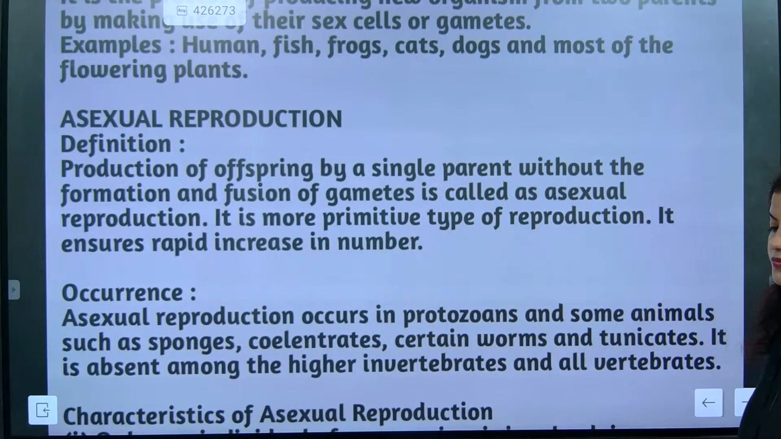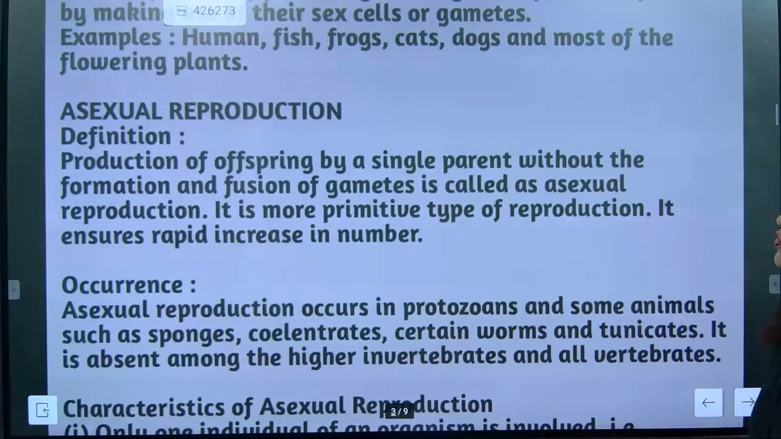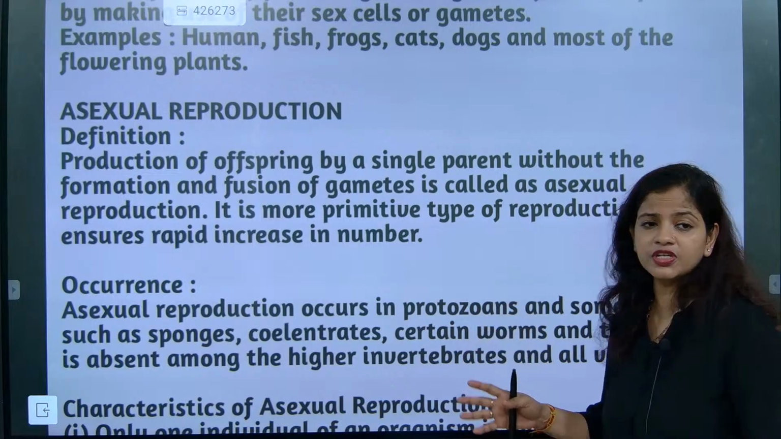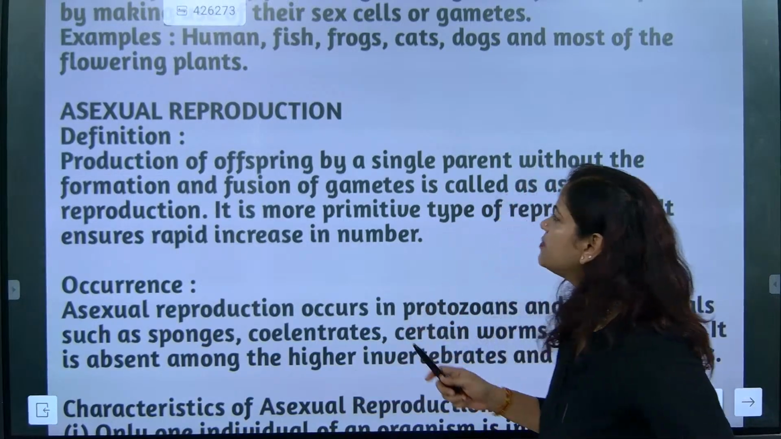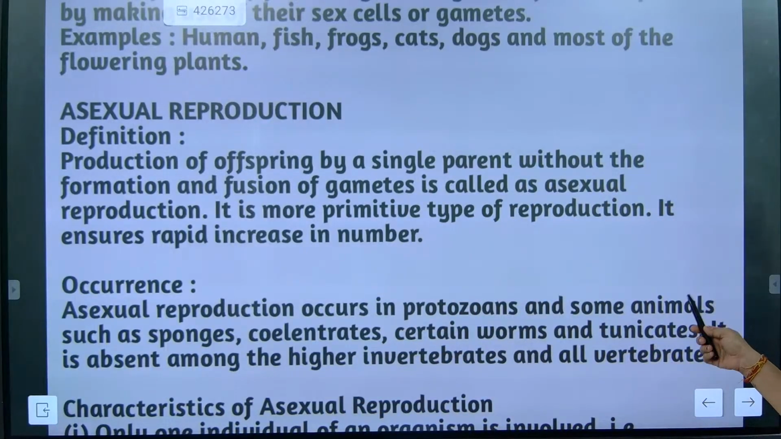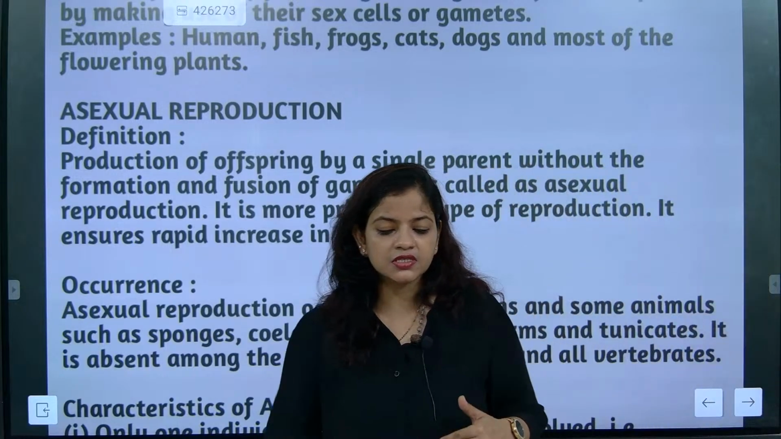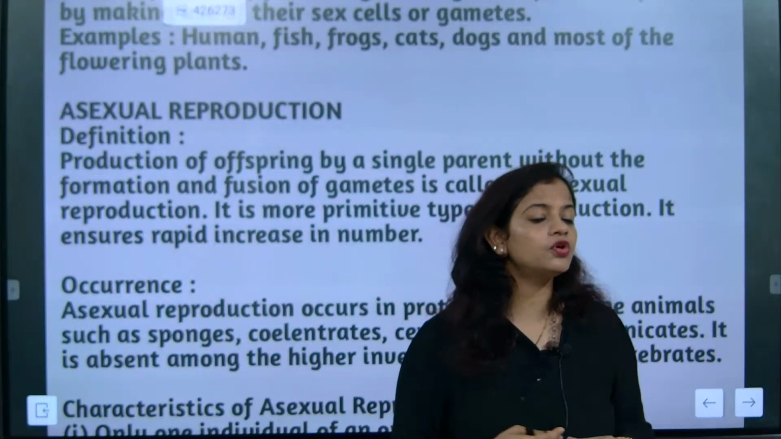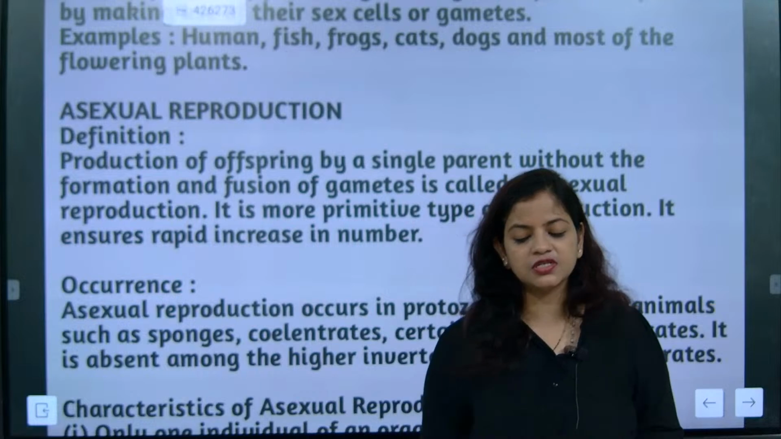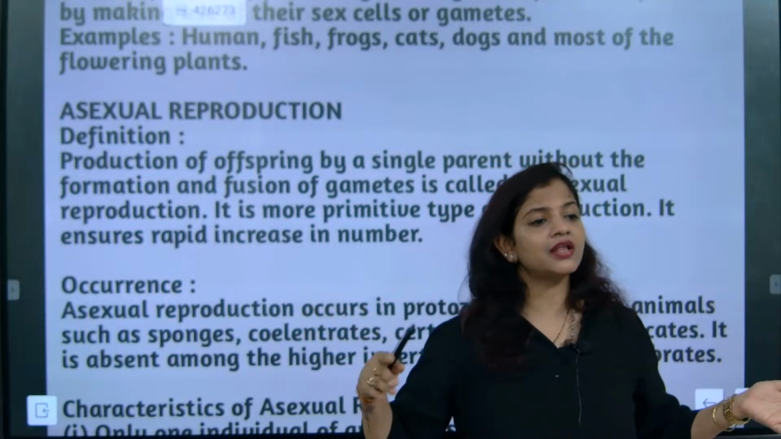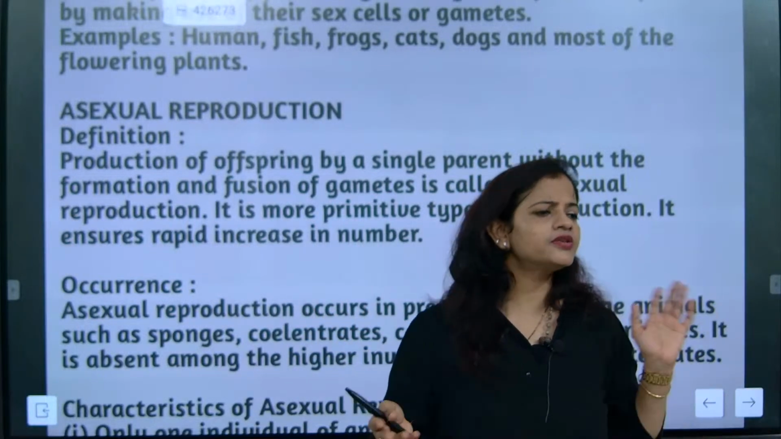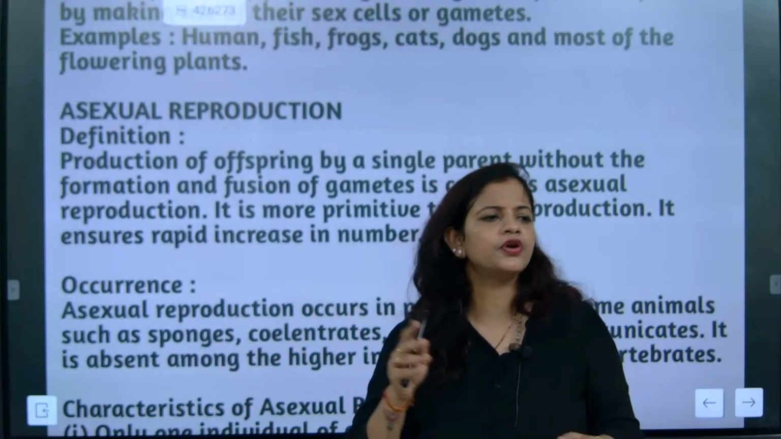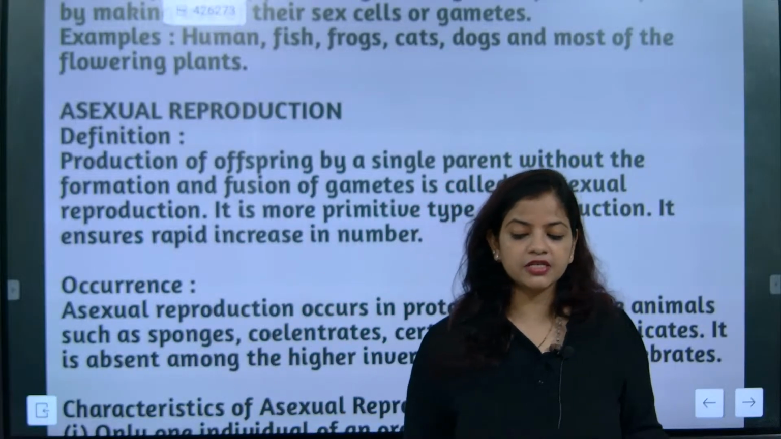Yes, Anu. Now look at it. Production of offspring by a single parent without the formation and fusion of gametes is called asexual reproduction. It is a more primitive type of reproduction. It ensues rapid increase in number. I was discussing a very important thing, and that was lifespan. Which type of organisms have a bigger lifespan, the sexually produced organisms or the asexually produced organisms? Sexually produced organisms. Why, beta?